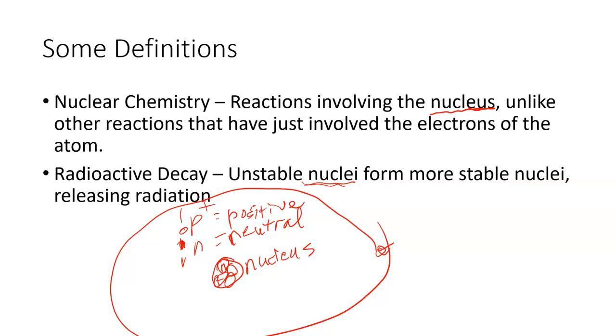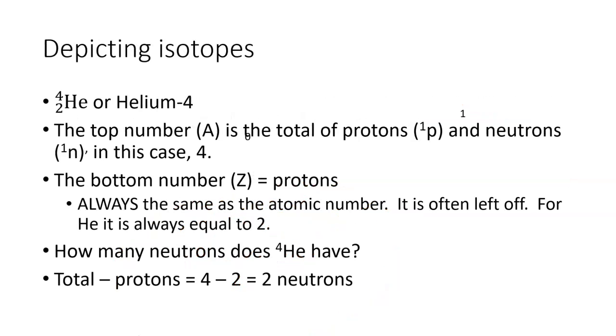Okay. When our nucleus goes through some sort of change to form a more stable nucleus, it gives off various particles through a process of radioactive decay. And so it's going to give off different types of radiation depending on the type of decay it's undergoing. We'll look at those in just a moment. But first we need to review a little bit on isotopes. So you've looked at isotopes previously in the course.